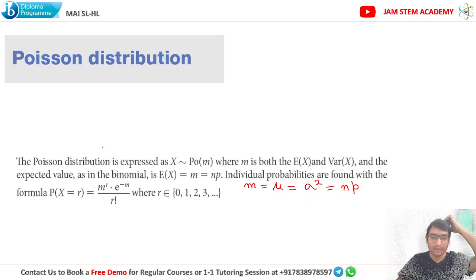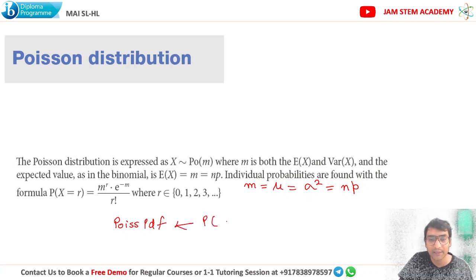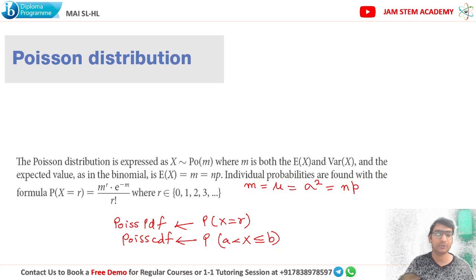Later we will see how to use the calculator to calculate the probability for exactly or the continuous values. There are two options in the calculator. One is Poisson PDF, which we use if they say find the probability of exactly r successes. And we can use the Poisson CDF if there is a bound, like we have to find the probability of X lying between a and b. Okay, so let's start with the question.